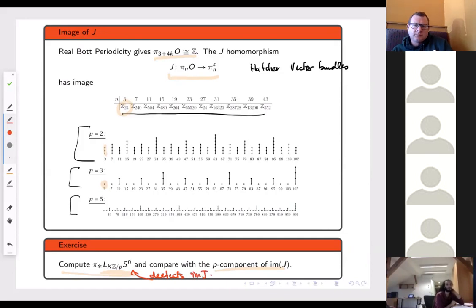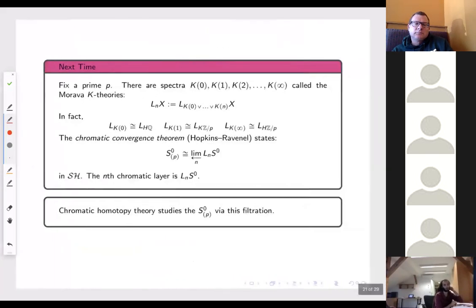Okay, so next time, we're gonna fix a prime p. And we've talked about generalized cohomology theories, but we haven't talked about nearly as many as we will. So we're gonna talk about spectra, one for each integer and one for infinity, called the Morava K-theories. The localization at their wedge is what people call L_n of X. In fact, we've already talked about a bunch of these localizations.